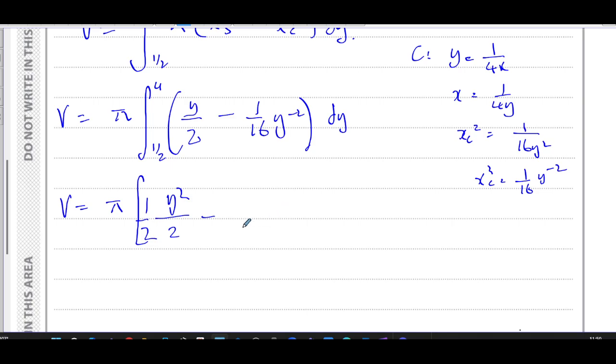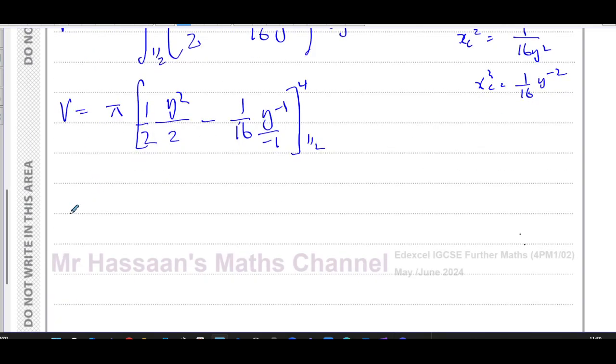Minus, we add 1 to the power. So you have 1 over 16 y to the power of minus 1 divided by minus 1. And now our limits go on this side, so we have 4 and a half. Now we're going to simplify this before we substitute. So you have pi times, and this is going to give me a quarter y squared. And this is going to give me plus, because you have a minus and a minus.